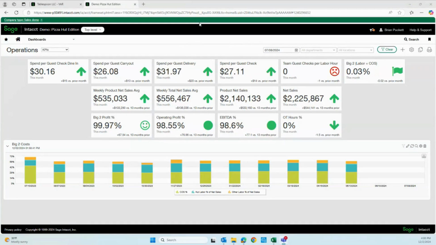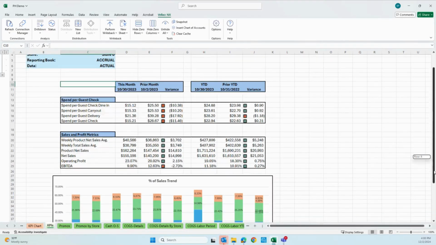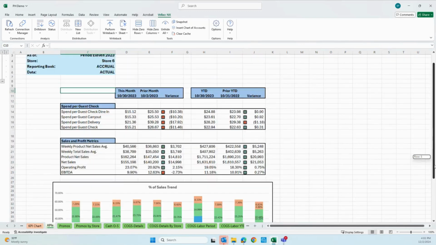Dashboard building in Sage Intacct can be really nice, and there are a lot of things that you can do with it. But the same type of reporting can be replicated in Velixo as well. So here is a dashboard with several performance cards on it, and then a chart down below. Much of the same content can be replicated with Velixo.